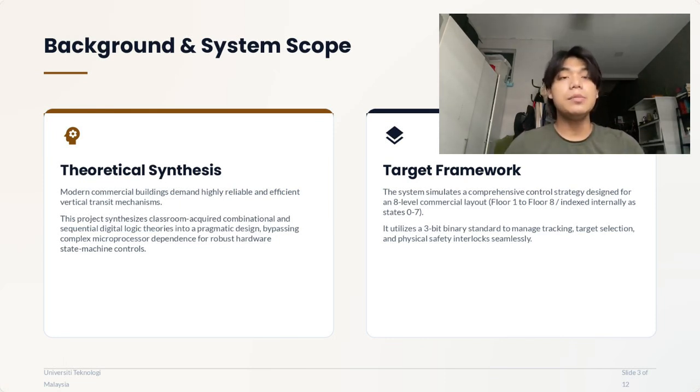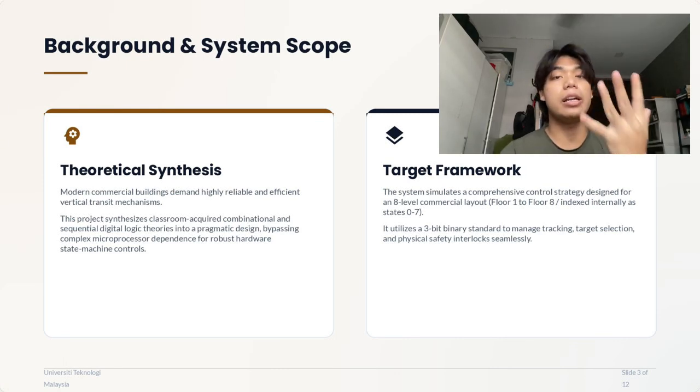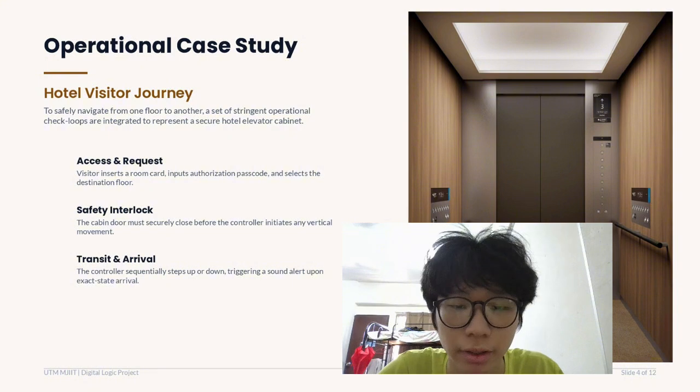Internally, the system uses a 3-bit binary state from 000 to 111 base 2. State 000 represents floor 1, while state 111 represents floor 8. Three bits are enough because 3 binary bits can represent 8 different states. The system also includes floor selection, direction control, door safety control, password authentication, and arrival indication. Our case study is based on a hotel elevator.